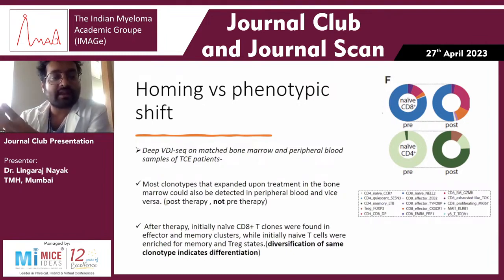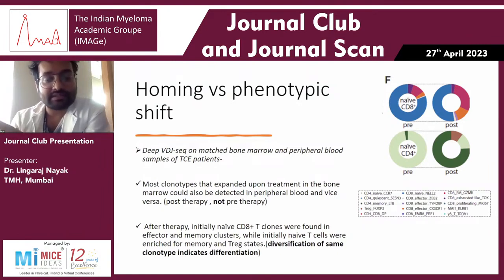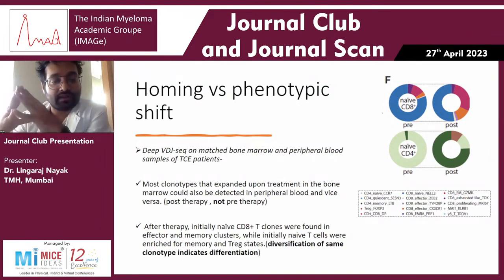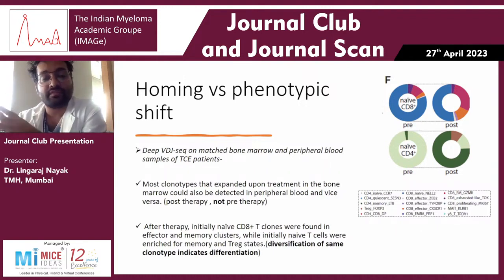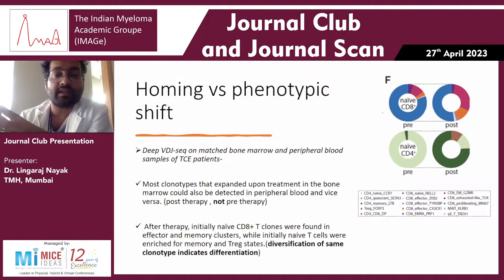What they found is that post-therapy, they could see some kind of concordance by clonotype matching: the group of cells detected in the peripheral blood, the same clonotypes are also detected in the patient's marrow post-therapy. They also found certain naive CD8 cells in the form of naive clusters that, after treatment, have transformed into memory and Treg. So there is some kind of diversification happening on the same clonotype, which indicates a degree of differentiation. At the same time, there is also a homing phenomenon happening from the peripheral blood. Next slide, please.